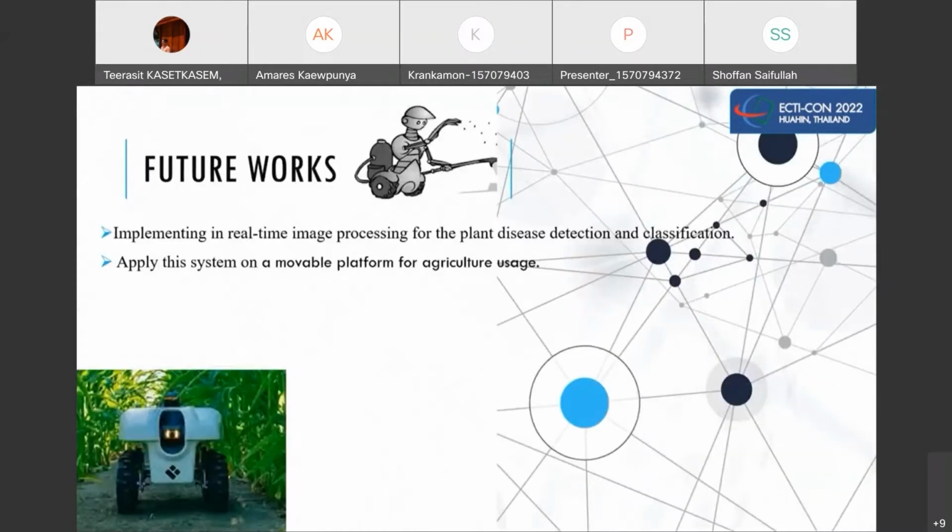For the future work, we are planning and undergoing a study to implement this in real-time image processing with a movable platform for agriculture usage.